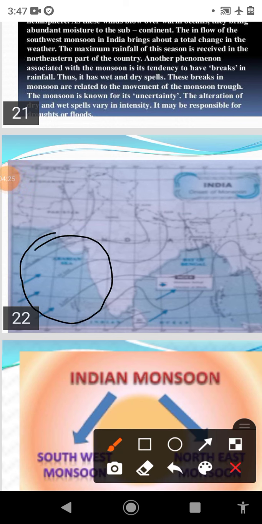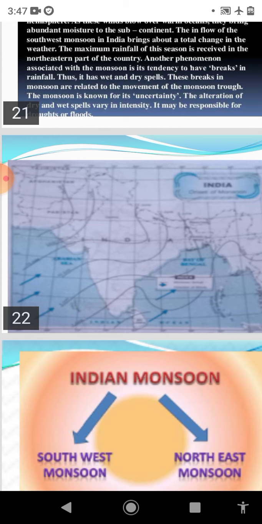The Arabian Sea Branch. The Arabian Sea Branch of the southwest monsoon strikes the western coast of India in Kerala on the 1st of June. The windward side of the Sahyadris receives very heavy rains. Crossing the Ghats, they overrun the Deccan Plateau and Madhya Pradesh, causing a fair amount of rainfall. Thereafter, they enter the Ganga plains and mingle with the Bay of Bengal branch.